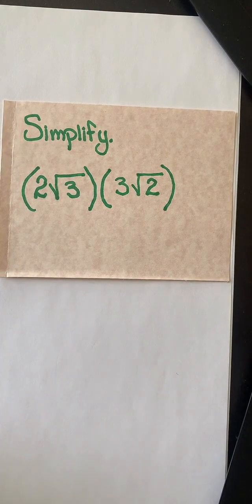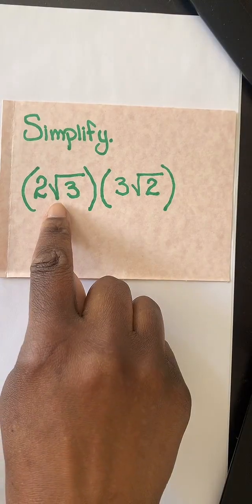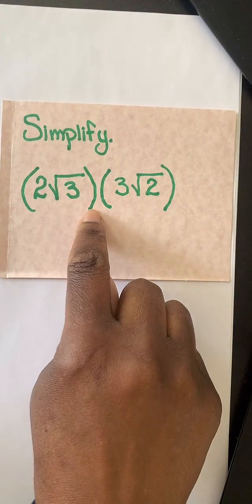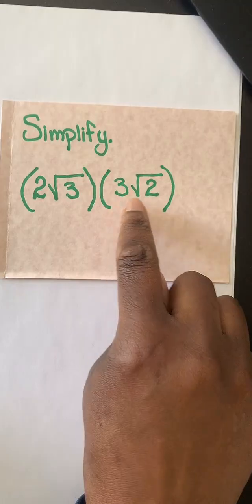But here we are. So we need to simplify this. This time we have 2 times the square root of 3, times 3 times the square root of 2.